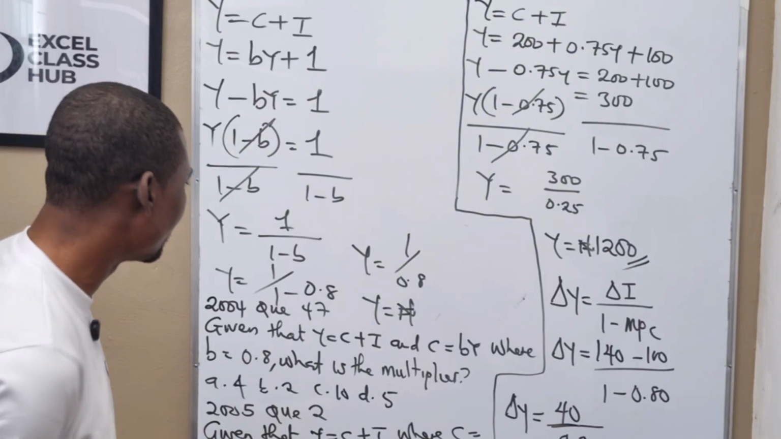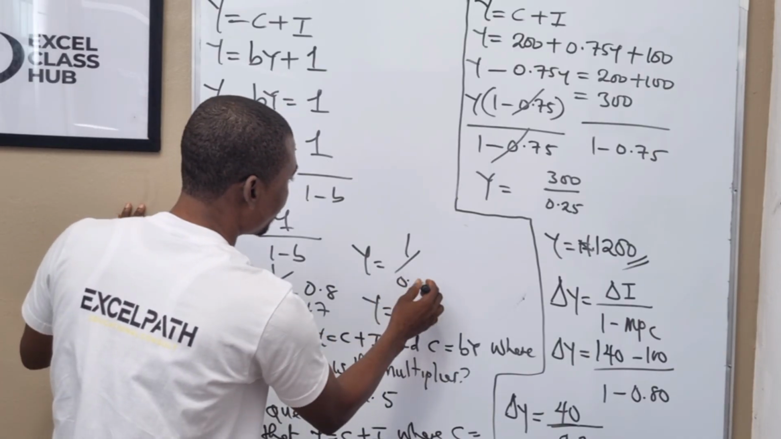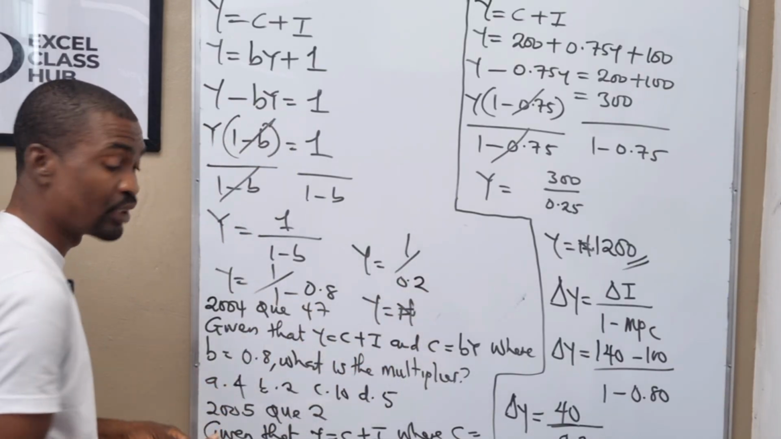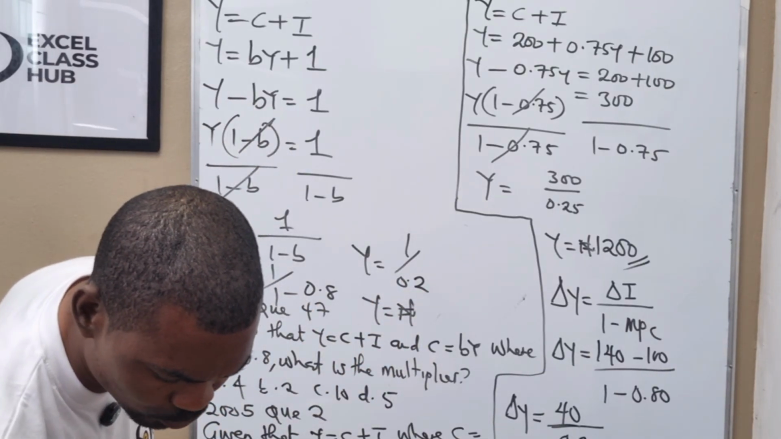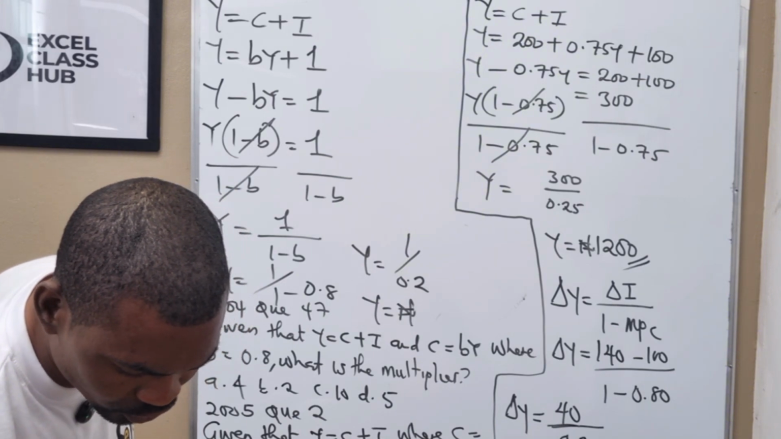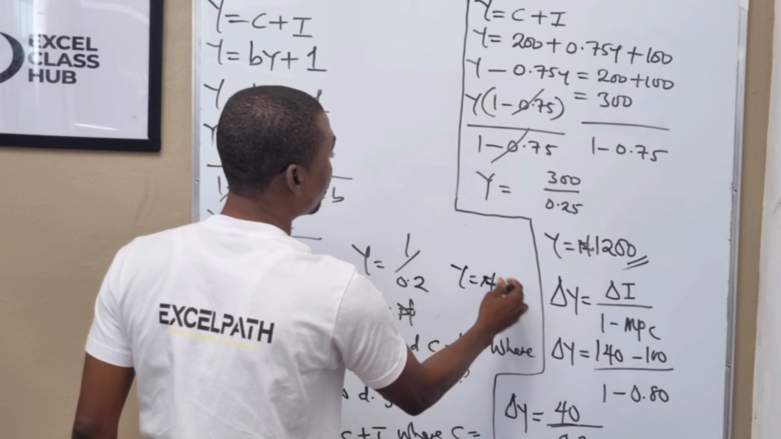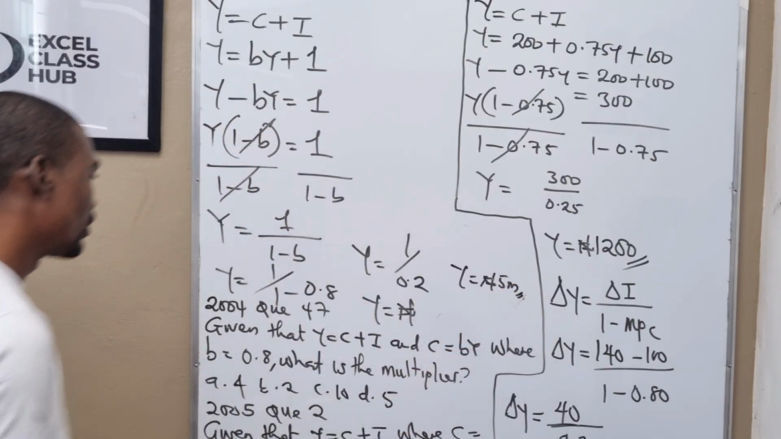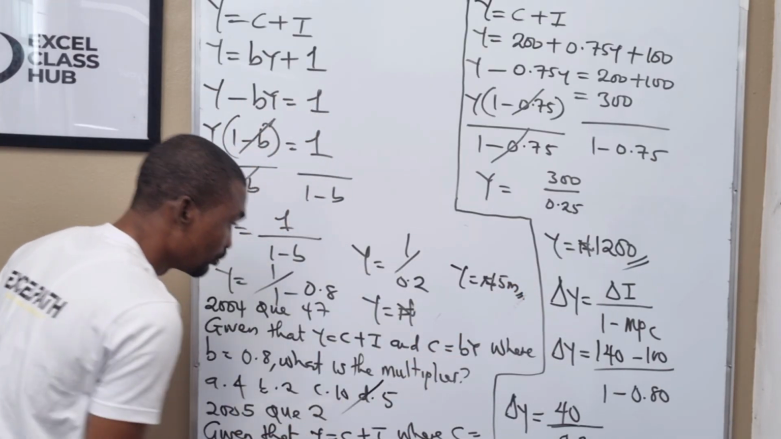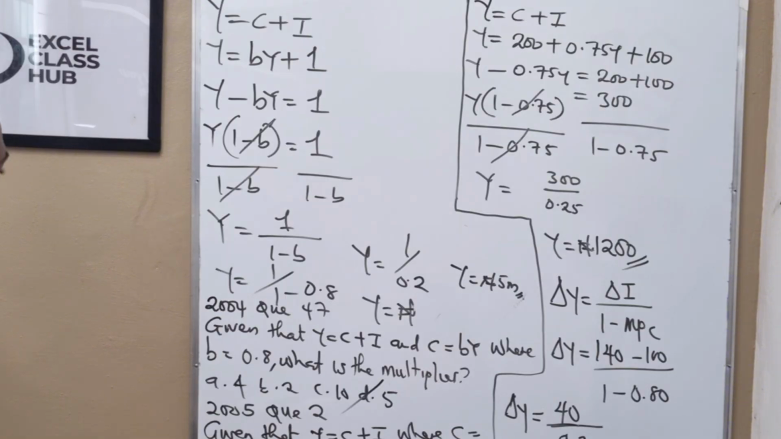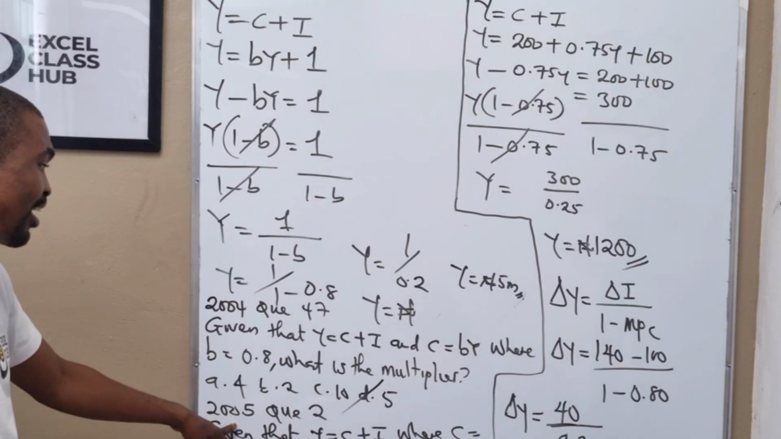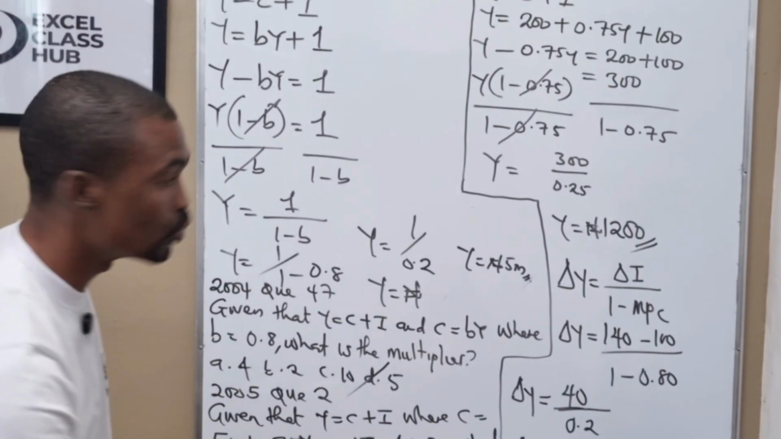1 minus 0.8 is 0.2, not 0.8. So that's 1 divided by 0.2. 0.2, we have 5. So our y is equals to 5 million naira. So what's the option? That is option D. Okay, so we go straight to 2005, question 2.